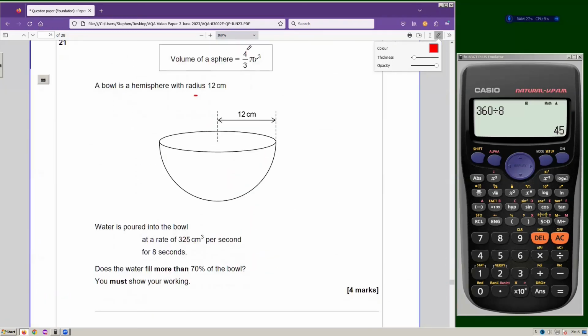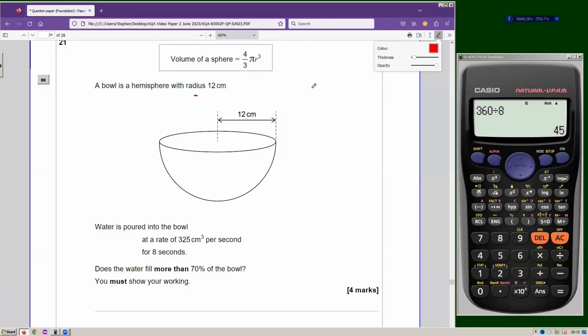Volume of a sphere equals 4/3 pi r cubed. A bowl is a hemisphere with radius 12 centimeters. Water is poured into the bowl at a rate of 325 centimeters cubed per second for 8 seconds. Does the water fill more than 70% of the bowl? So we're going to need to know, right up to the rim, what is this volume? And then take 70% of it.